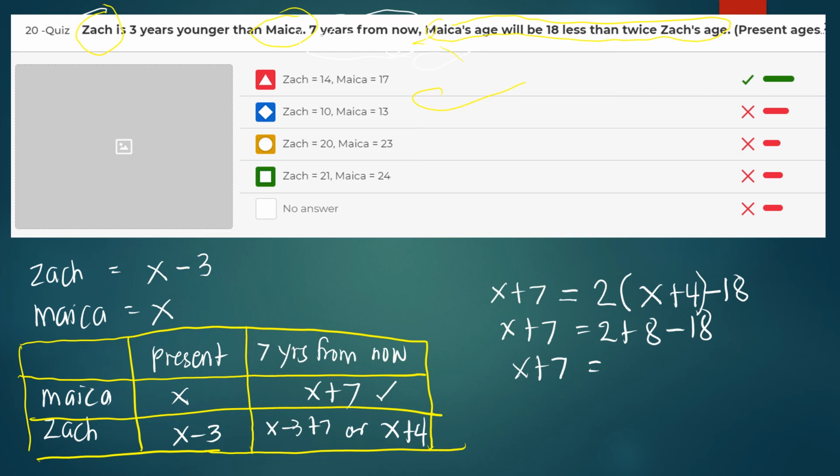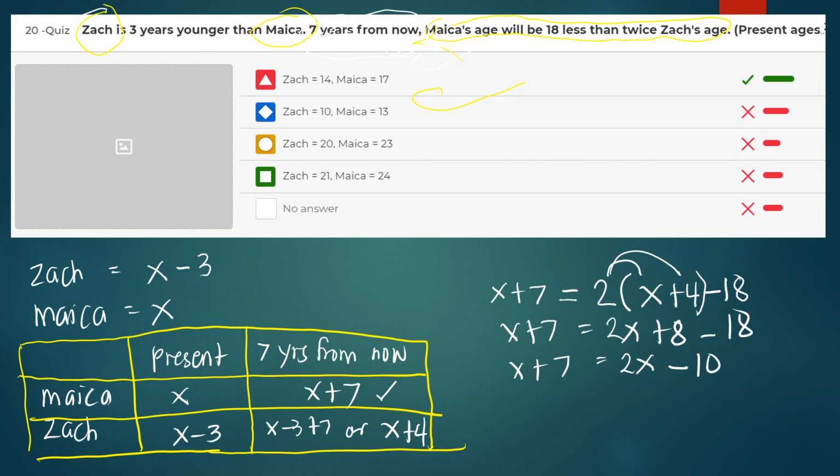Sorry. So, for this one, medyo nagmadali tayo sa part na yon. Let us double check this one. So, if we're going to solve for this one, ulitin natin. So, for that, we will be having x plus 7 is equal to 2x plus 8 minus 18. Ayun. So, we need to distribute positive 2 to the terms inside the parentheses. So, 2x plus 8 minus 18. So, after that, we will be having x plus 7 is equal to 2x, and then combining like terms, that will be minus 10.